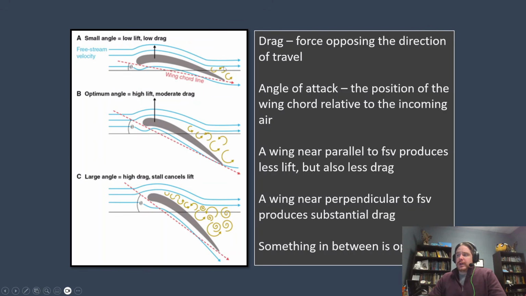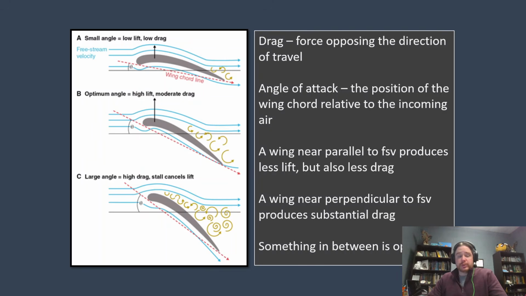But if you can generate high lift at the cost of only moderate drag, that's optimum. You're generating a lot more lift for a relatively not that much more cost. As you continue to increase this angle, this is the angle of attack again, as you increase that angle of attack, there is a point at which you get way too much drag.